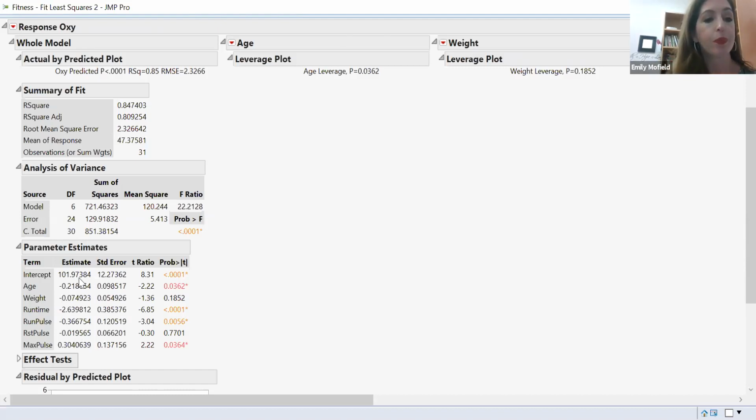Now, these t-values again are saying, is this slope statistically significantly different than 0? And it is. So that means that which factors, which predictor variables are significant in this model? Well, depending on my alpha, it would be age, run time, run pulse, and max pulse. Those are the statistically significant ones.